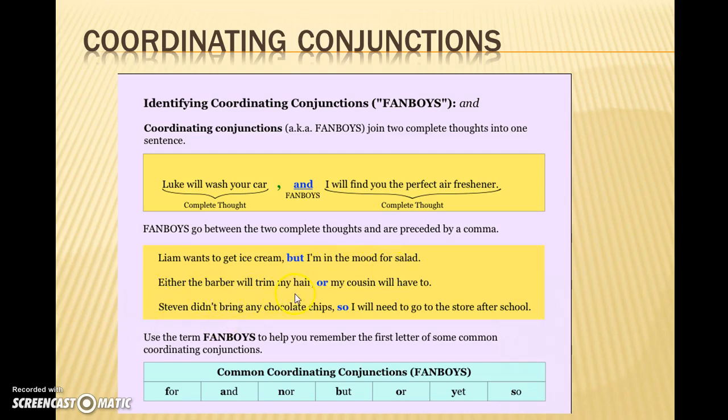Either the barber will trim my hair, or my cousin will have to. Stephen didn't bring any chocolate chips, so I will need to go to the store after school.